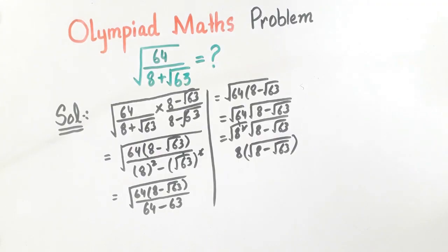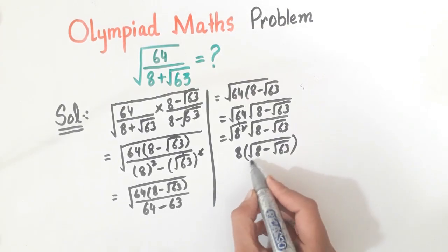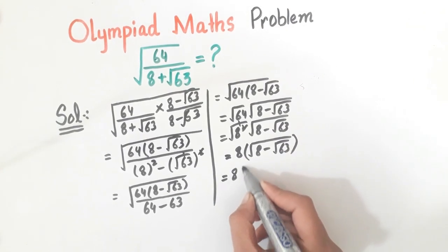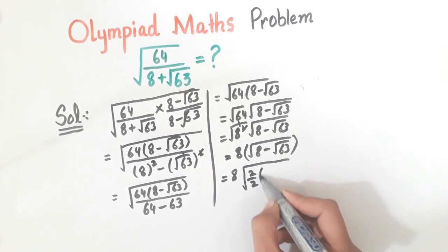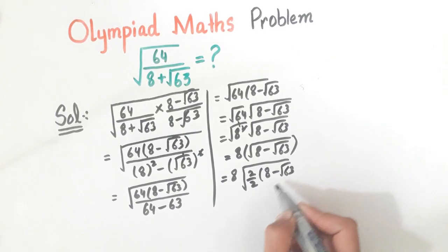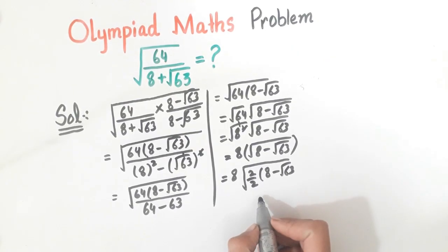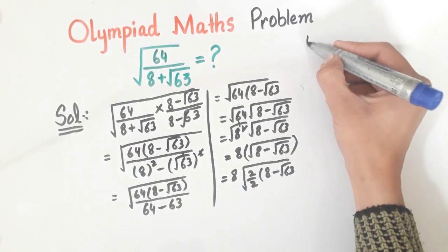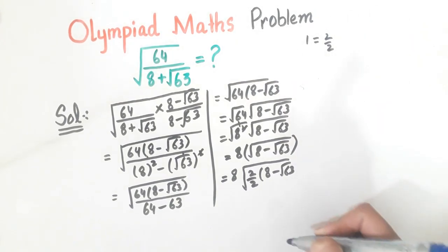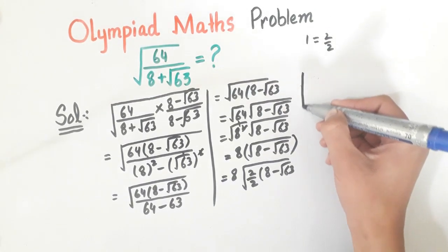Now we have to solve this further. For this purpose, we will apply a trick here. According to this trick, we will multiply and divide by 2. To solve this further, we will apply a trick here that in the square root we can write this as 2 by 2 and 8 minus square root of 63, because we know that 1 equals 2 by 2, because 2 and 2 are cancelled out, so we can write this as 2 by 2. So now we will solve this here.